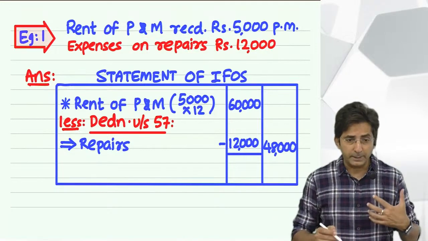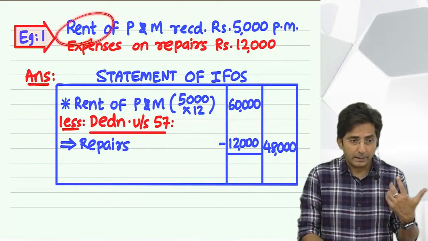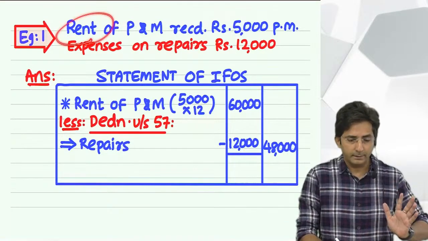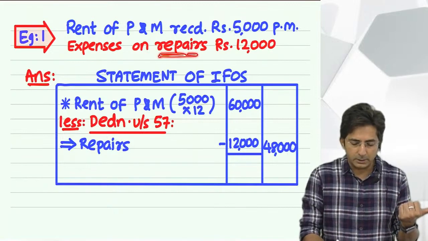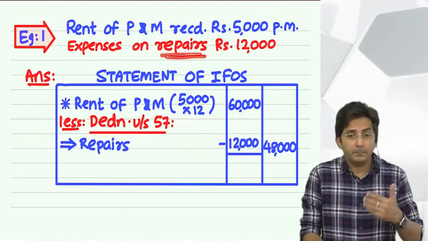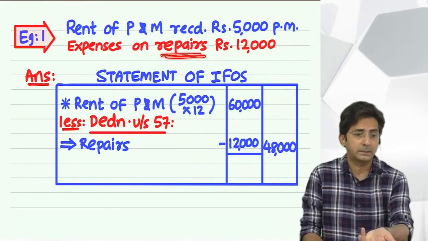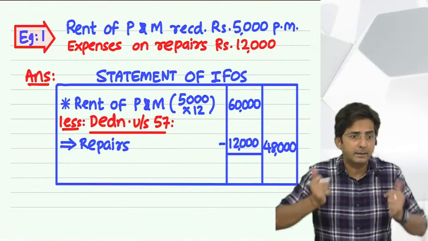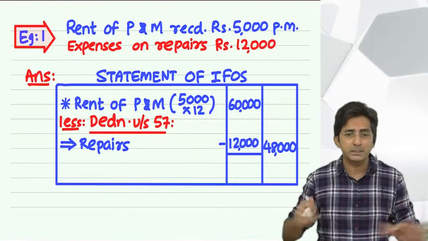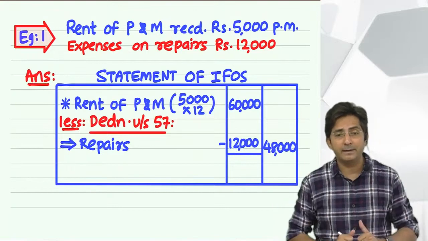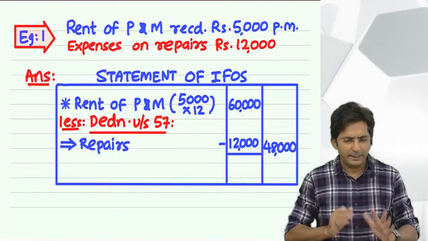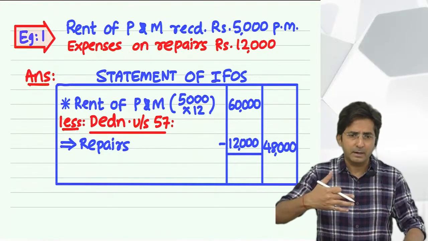And you don't have to bother much. Once you feel the expenditure is connected to my rent income, you can deduct it. And see why it is a connected expenditure. Because see, only if I repair my plant and machinery on a timely basis, I will be able to generate rent income. And if I don't maintain my machinery properly, how will I get the rent? So it is connected expenditure. And obviously they will always give you some connected expense.